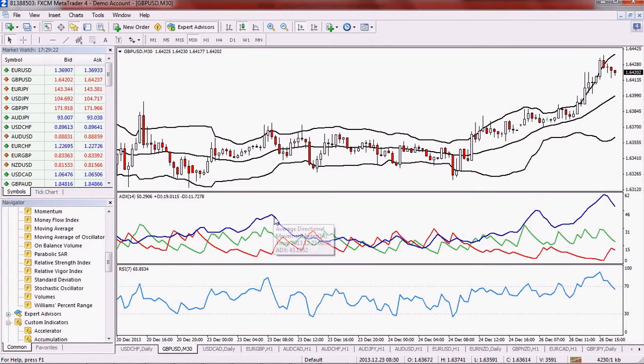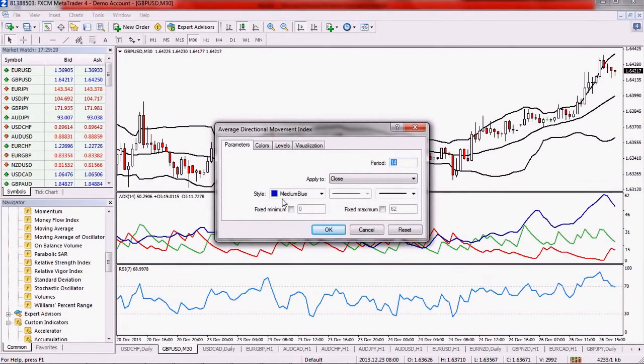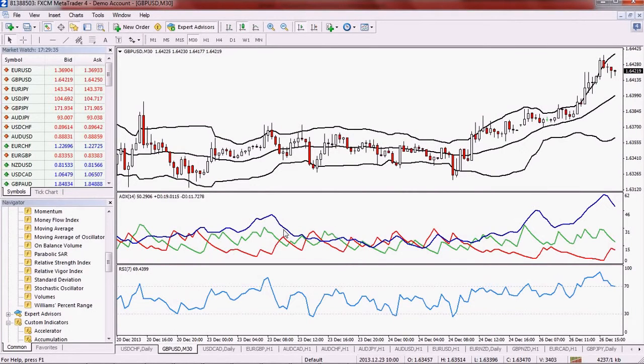The first thing you have to know is, in the ADX indicator, this blue line, which you set with the period and the style parameters, is the actual ADX line. This green line is the plus DI line, and the red line is the minus DI line.